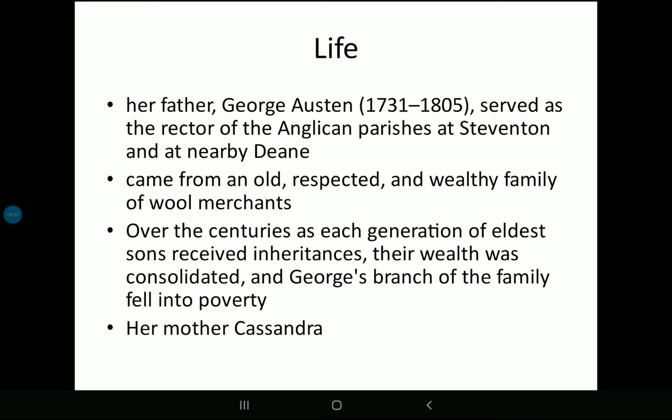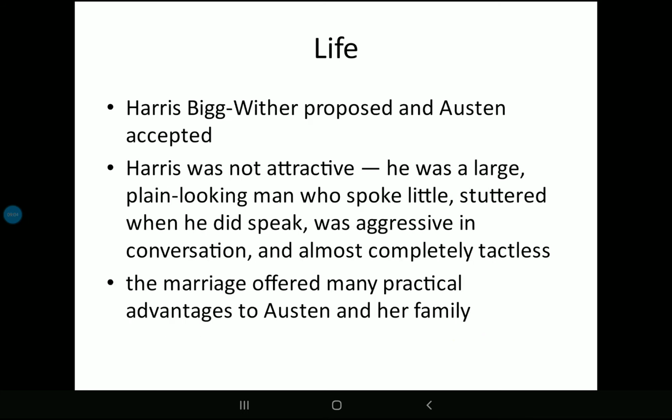Even in some families, there is a system where the eldest son will receive all the inheritance, and most of the family wealth will be given to him. In this case, George's branch, that means Austen's father, he didn't get anything. So he was not the eldest son. Her mother's name was Cassandra.